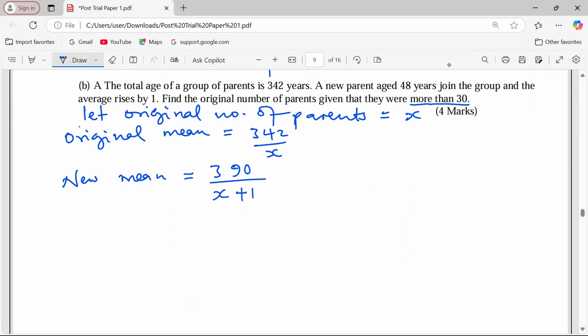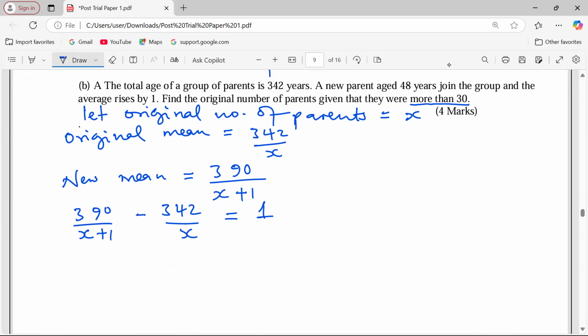So when we take this new average minus what originally was the average, that is 342 over x, we're supposed to get 1. That is the essence of that information now. And I hope we are together in that interpretation.